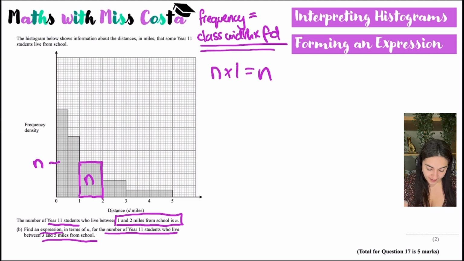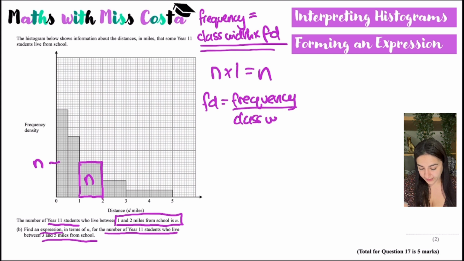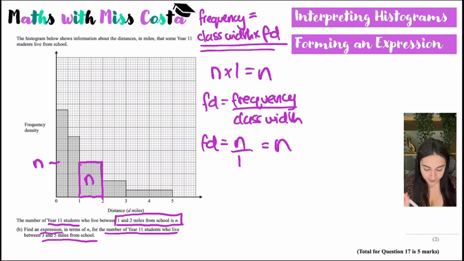So the frequency density must be n because the class width is 1. So n times 1 gives me n. So I know that that is the frequency density over here. The other way I could have done it is frequency density is frequency divided by class width. So I could have just done frequency density is n over 1, which is also n. So whichever you're more comfortable with. So I know that the frequency density is n. I don't need to worry about numbers. I just need to worry about comparing it to n.